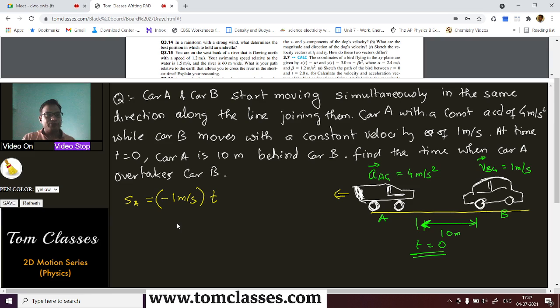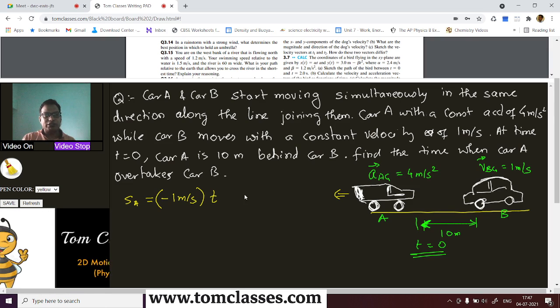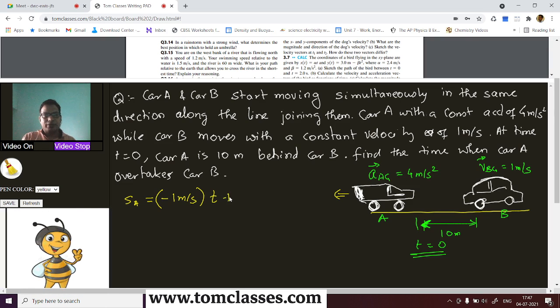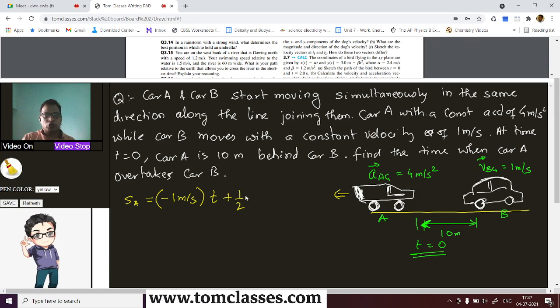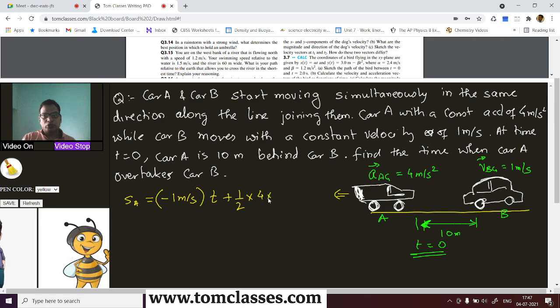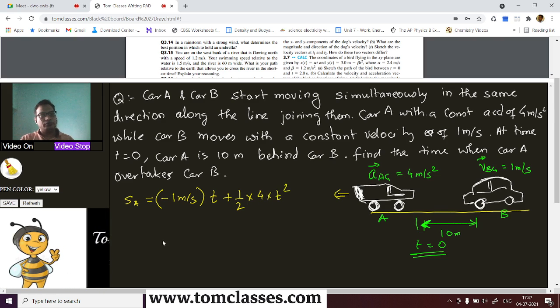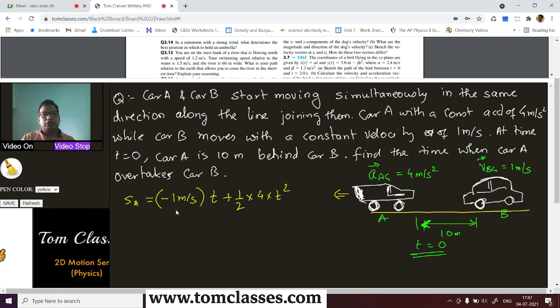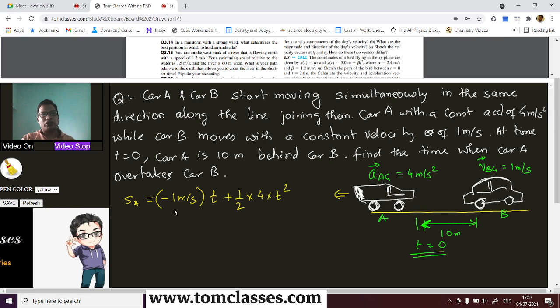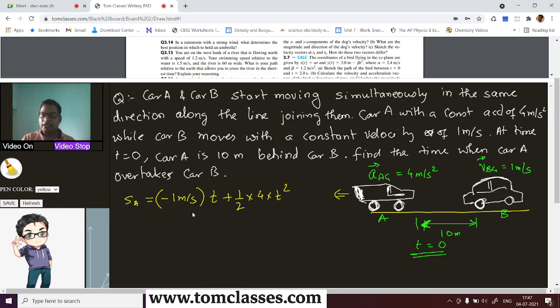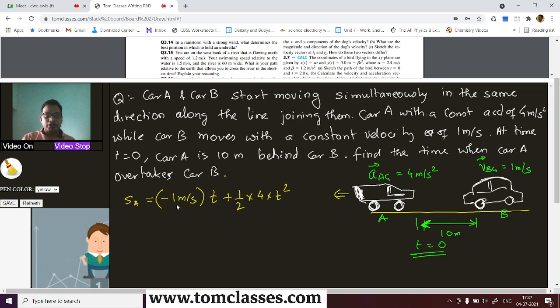Time is t. Okay, that much it is, and then acceleration is there, plus half, you can say acceleration with respect to ground. So that is going to be 4 into t square. Yes. So here the concept is that you have to consider the initial velocity of this particular body as a relative velocity. Okay, how is it so?